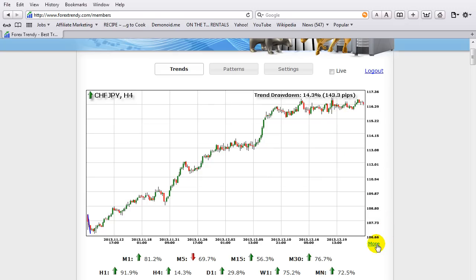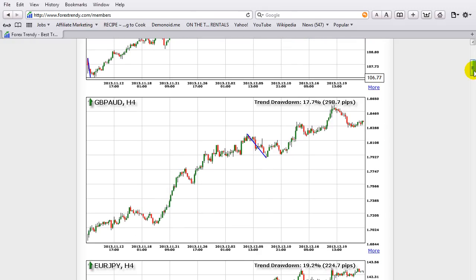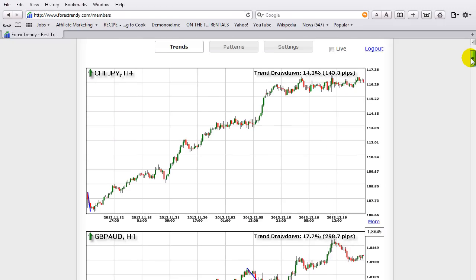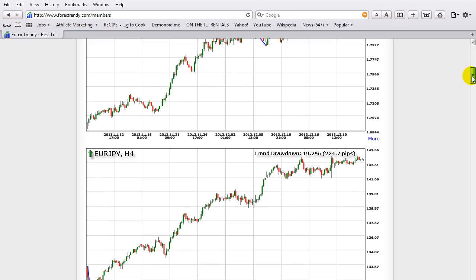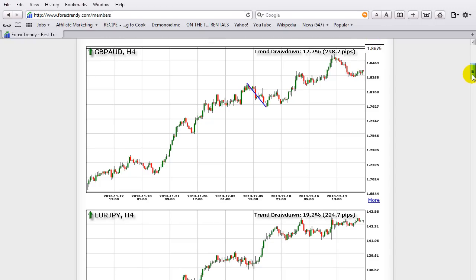Also, if you click the More button, you'll see what the other time frames are doing as far as trends. It's not saying it's a good trend or a bad trend. It's just saying right now it is trending up on all time frames except for the 5 minute. And the pound Aussie. Oh, one other thing, the best trends that they have are going to be on the top, and then once you start to scroll down, they do get worse and worse. So as you can see, this trend is not as good as the Swiss yen.